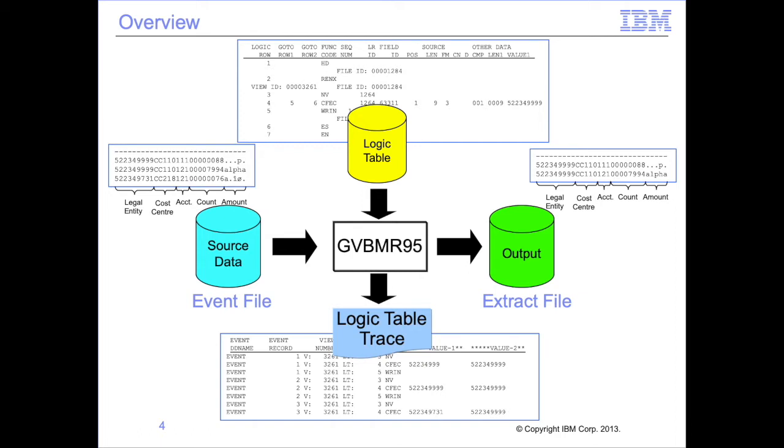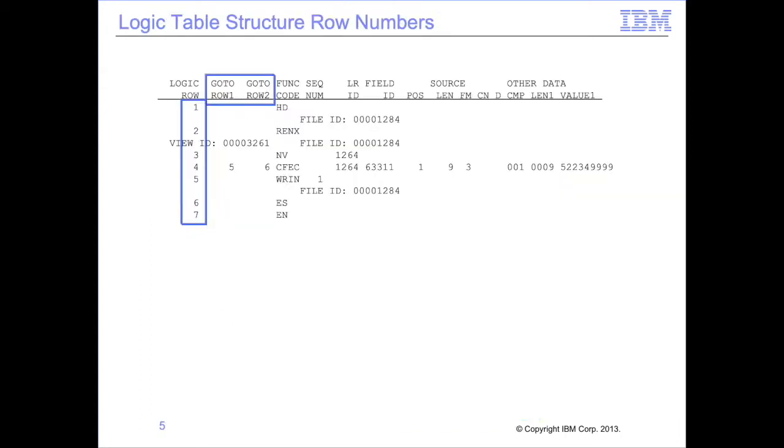The next few slides will give an overview of the major structures of the logic table. An example logic table will then be examined in detail, and later the results of the logic table trace will be shown. This is a simplified version of a logic table. The compiled instructions from the view are listed as separate rows in the logic table. Each row is numbered sequentially. These rows are used by the goTo rows.